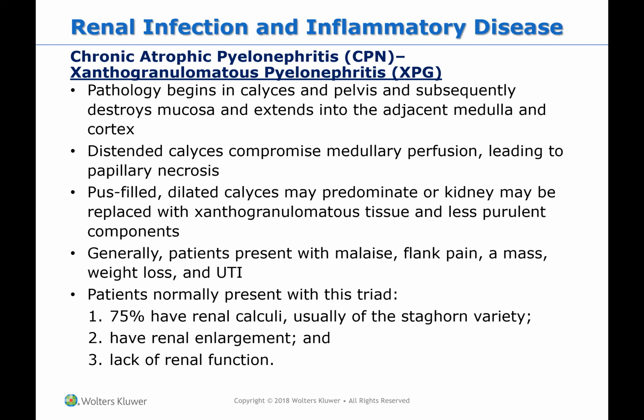75% have renal calculi, possibly the Staghorn, which you might have a question on your test: what kind of infection is associated with a Staghorn calculus, and it would be this one. Don't worry, I won't make you spell it out. They'll have calculi, renal enlargement, and lack of renal function.